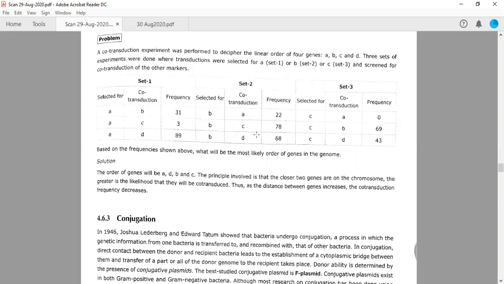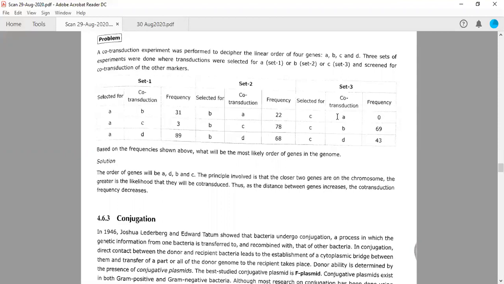You will match this data with other experiments also. You will do multiple experiments and note each time. This time you select for B, and you will see the co-transduction of the different genes A, C, and D. This time also you will see that A and B show some frequency, 22, C and D show some frequency, 78, and this way you will find all the frequencies. Somewhere you will find that A and C have frequency 3, but in another experiment you have 0 frequency of A and C.